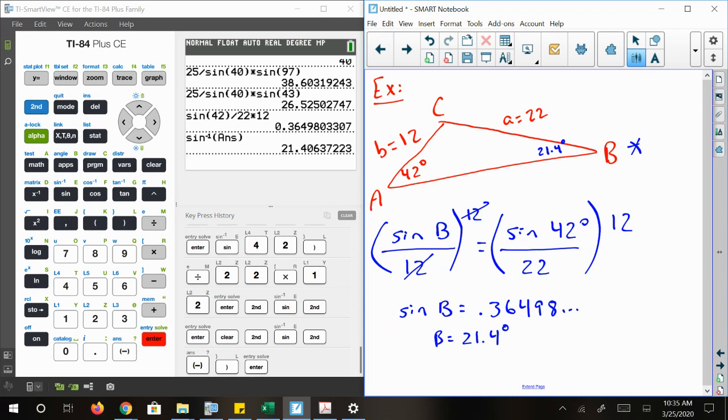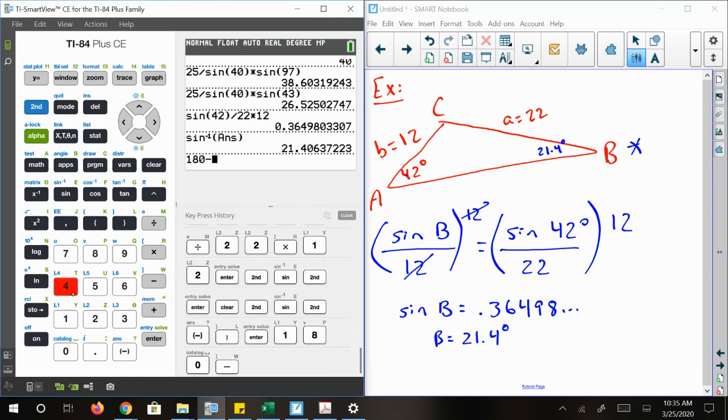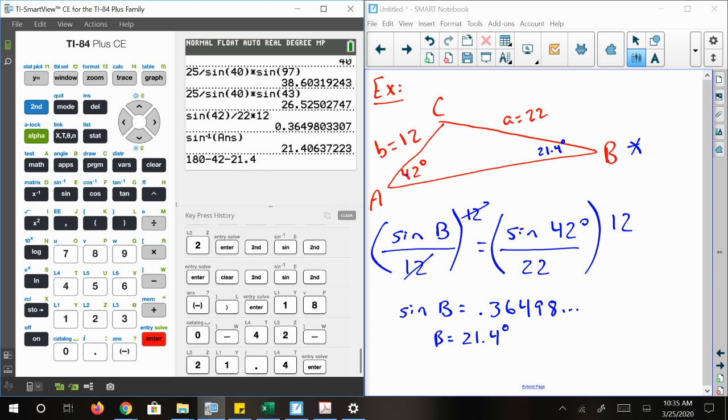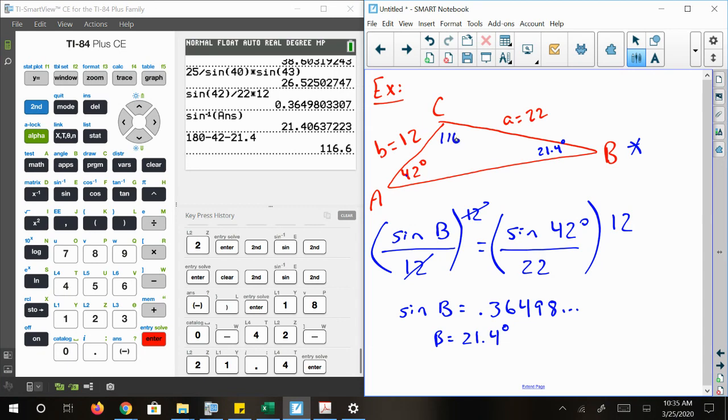I can now figure out angle C because I have two of the angles. So I'll do 180 minus 42 minus 21.4. Okay, and when I'm done, I get angle C here. It's 116.6 degrees. Okay, makes sense. This is a really large angle. You can tell from the way that I've drawn this. So it makes sense that that would be our biggest angle here.